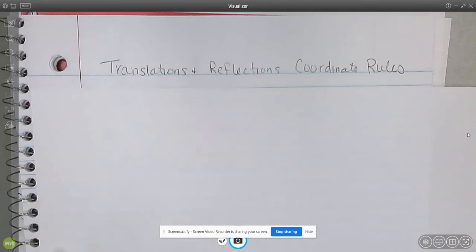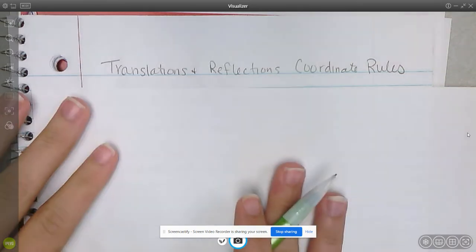Okay, so today we're going to look at translations and reflections, which you did your first 2 days of online learning. But today we're going to look at the coordinate rules of them.